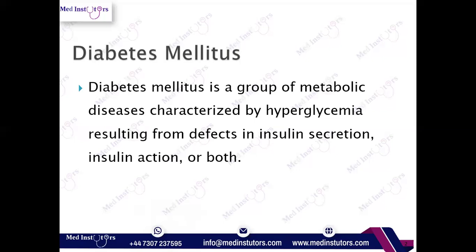Diabetes mellitus is a group of metabolic diseases characterized by hyperglycemia resulting from defects in insulin secretion, insulin action, or both. Hyperglycemia basically means an increase in blood sugar levels above the normal ones. That may be because of a problem with insulin secretion from the pancreas, or the pancreas may be secreting insulin but it is not able to act properly. That is the problem with insulin action, or there may be a combined problem. This is the main pathophysiology behind diabetes mellitus.